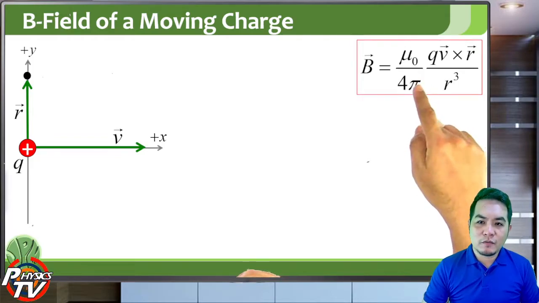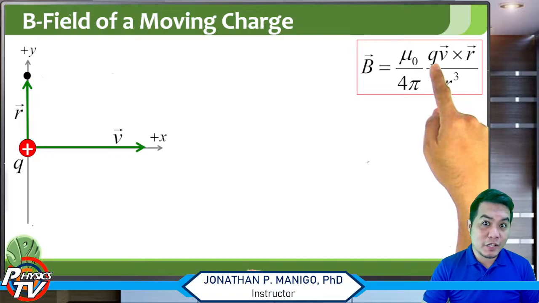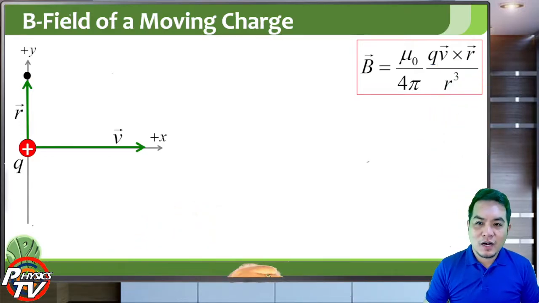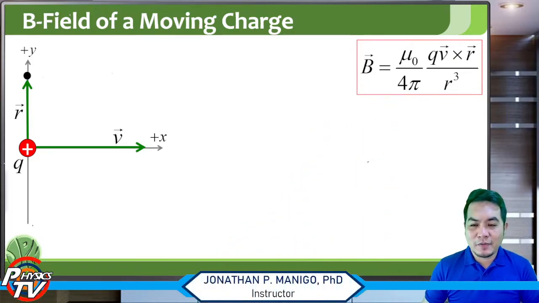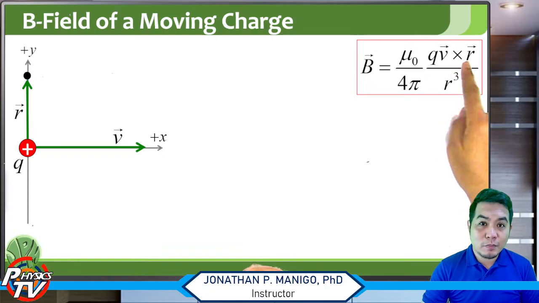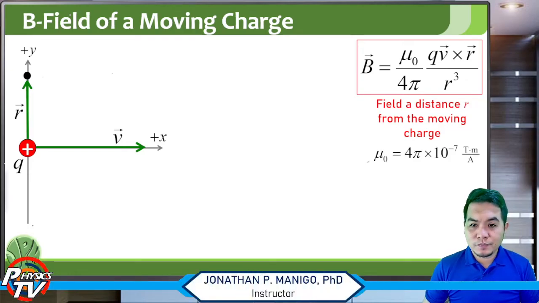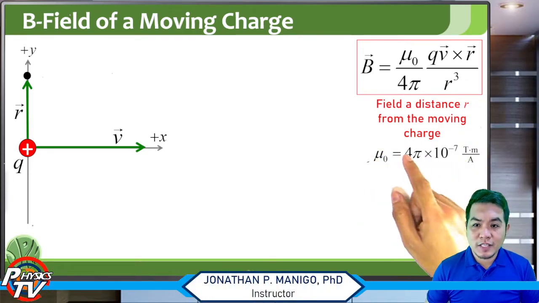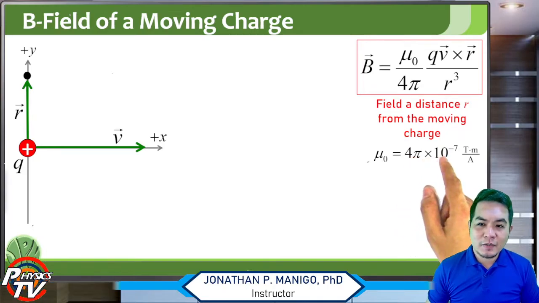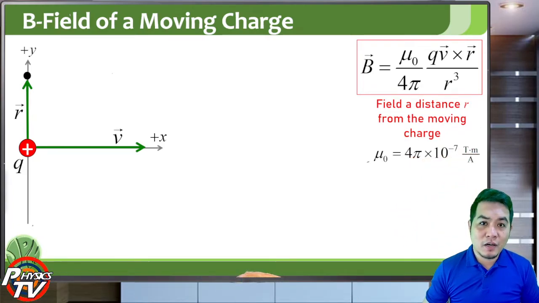So it's mu naught over 4 pi, Q, the charge, times V cross R over R cube. So this is the vector magnetic field. And take note, this is the cross product operation. So this is the field, a distance r from a moving charge Q. Mu naught here is just a constant. It's equal to 4 pi times 10 to the negative 7 Tesla meter per ampere.